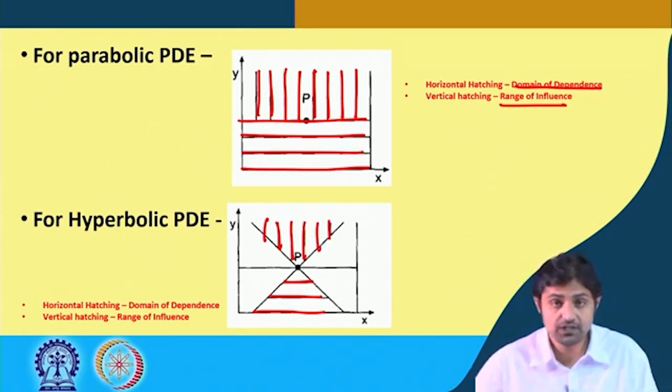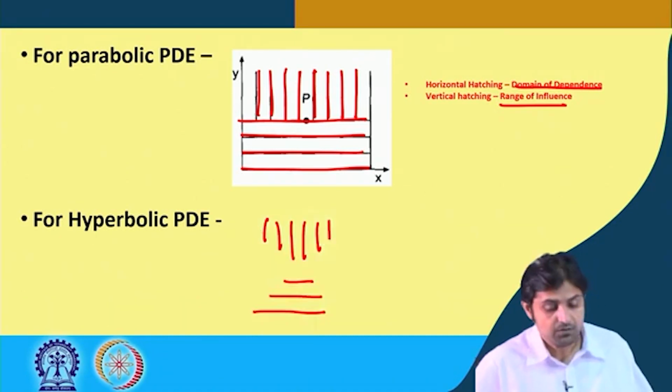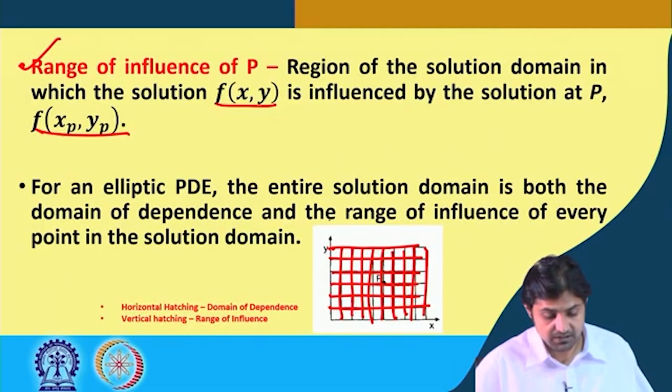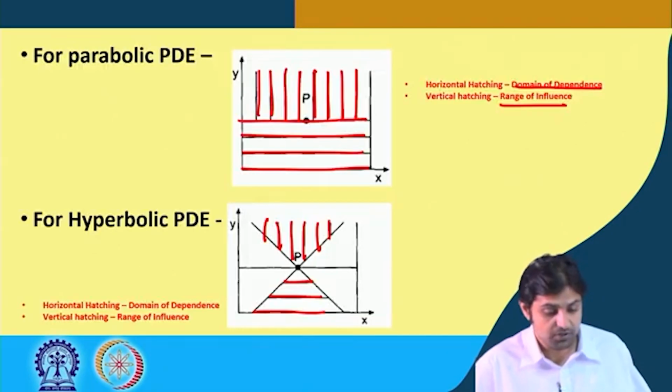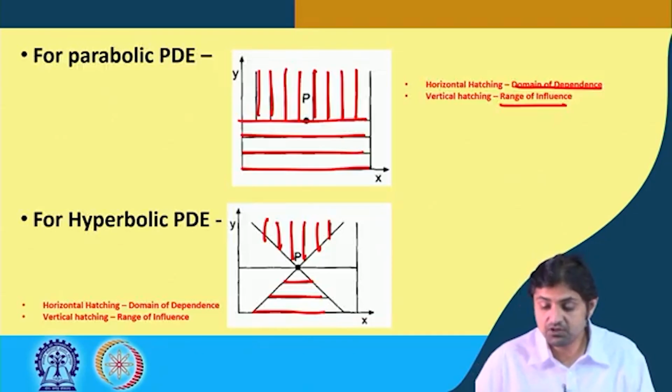So, for three different types of solutions we said: elliptical PDE, parabolic PDE and hyperbolic PDE. For elliptical PDE, we have seen that the domain of dependence is the entire solution domain and also the range of influence, whereas for parabolic and hyperbolic PDE, the horizontal hatching as shown in the figures here shows the domain of dependence, whereas the vertical hatching shows the range of influence.